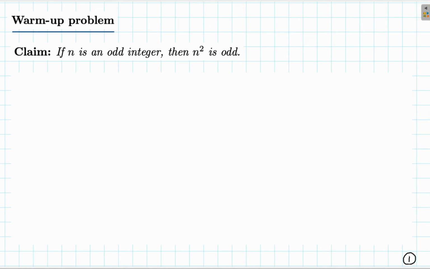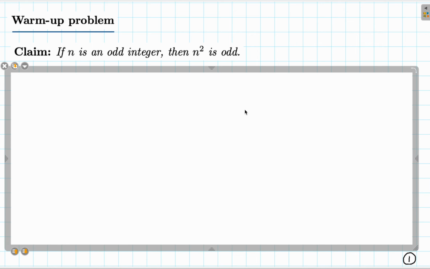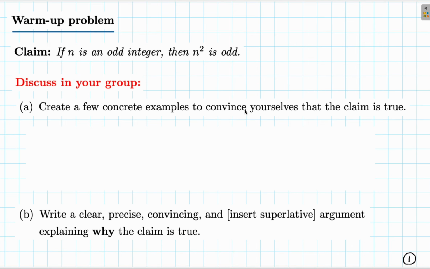Here's a warm-up problem. Consider the claim: if n is an odd integer, then n squared is odd. So to start this lesson, please pause the video in a moment and try these two questions.